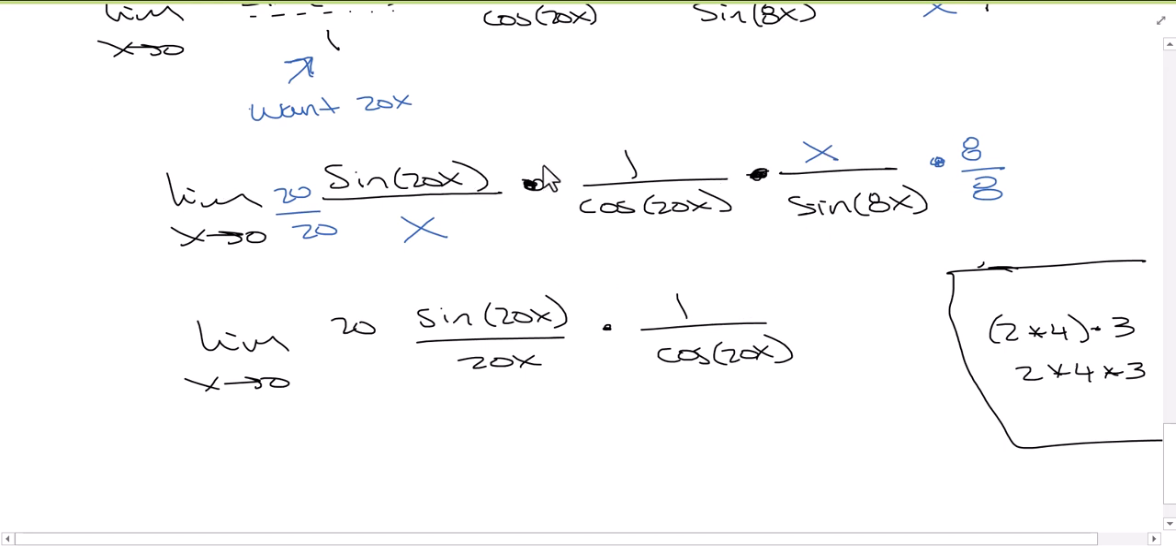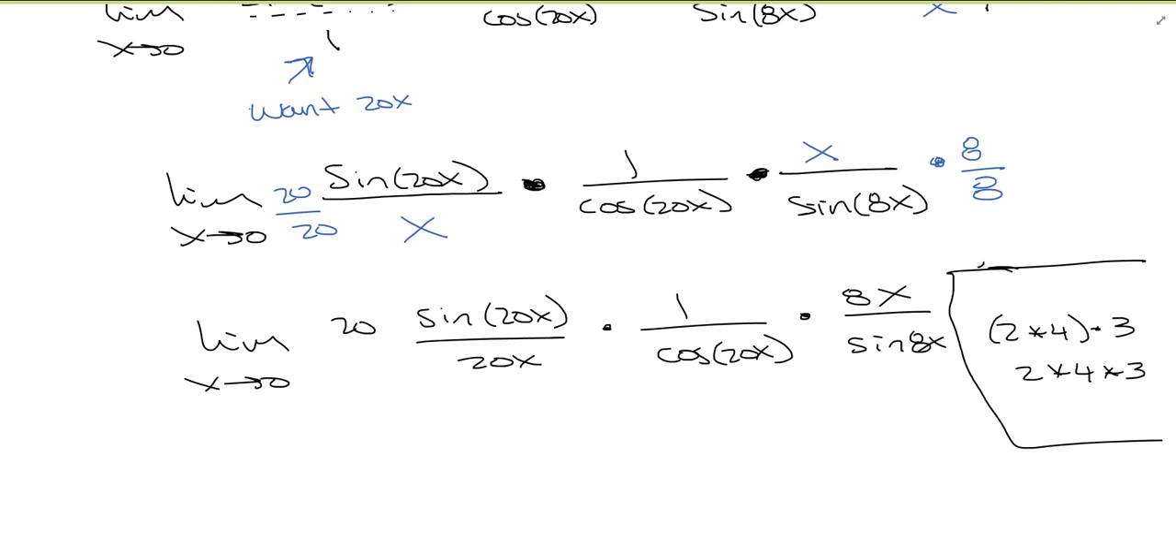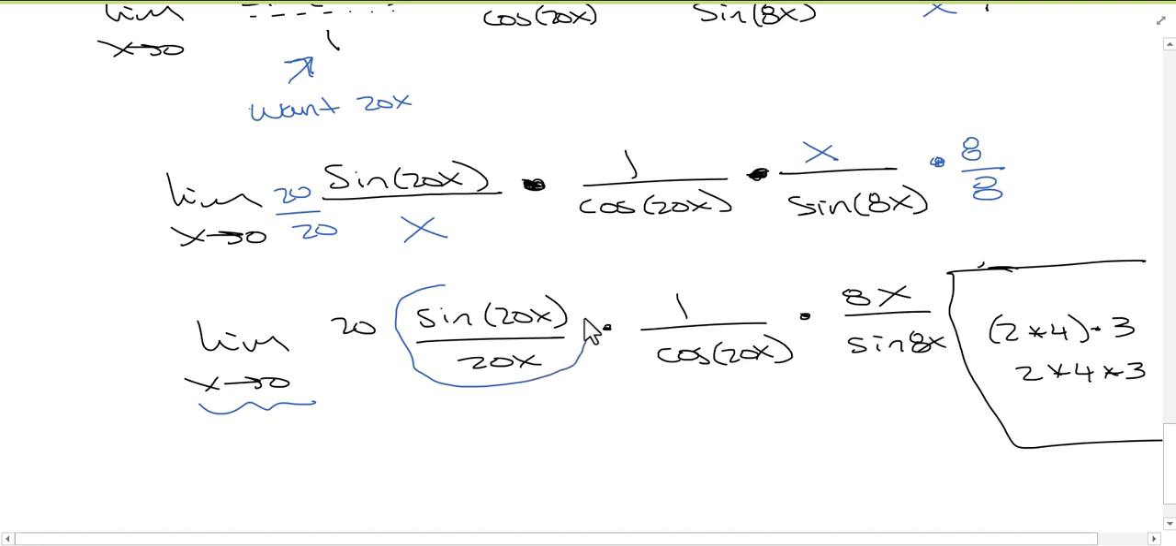If I had addition or subtraction in here, then yes, I would have to distribute to each term, but these aren't terms, right? Terms are separated by a plus or a minus. These are multiplications. So where were we? So 20 sine of 20x over 20x. That one stays the same, and now this one becomes 8x over sine of 8x. And so now I can take this limit. As x goes to 0, this limit is going to be 1, and this limit is also going to be 1.